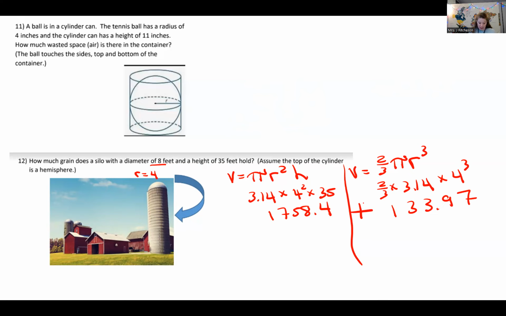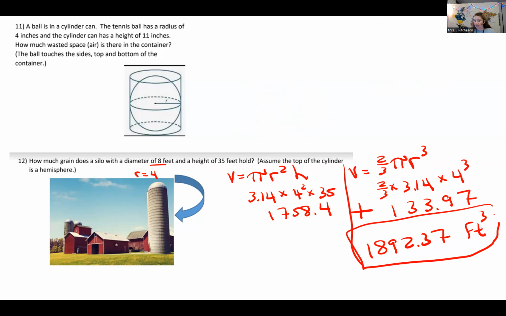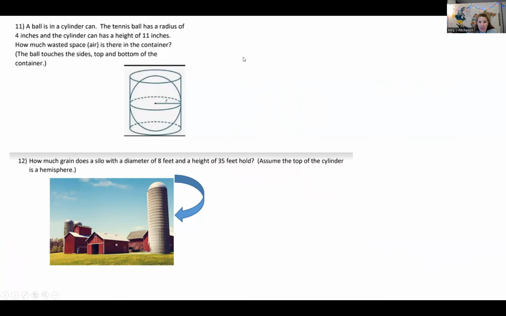So we're going to add these two things together. 133.97 plus 1,758.4. I got a combined volume of 1,892.37 cubic feet. All right, if y'all disagree with me, please send me a message and let me know what you think.